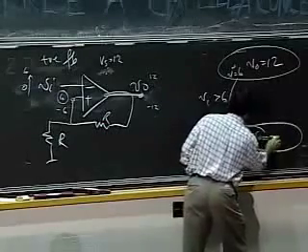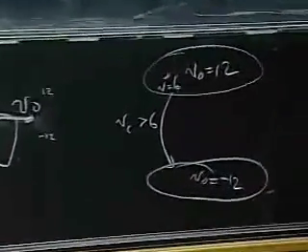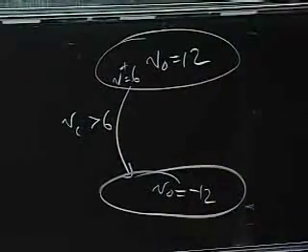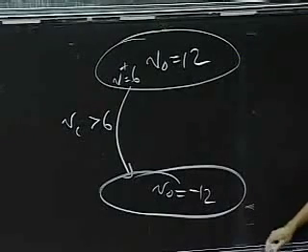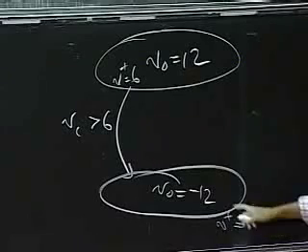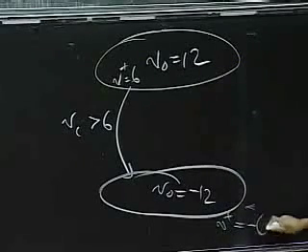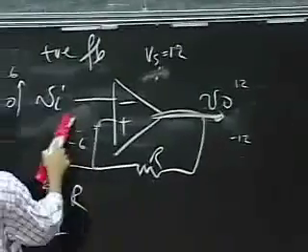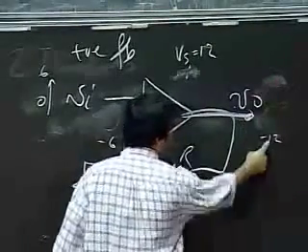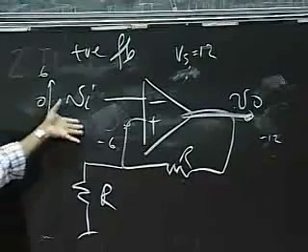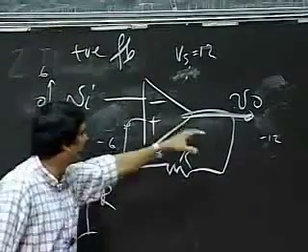and V naught gets to minus 12 volts. So when V in goes above 6, V naught gets to minus 12 volts. And what does V plus go to? So in this state, V plus goes to half of minus 12, which is minus 6 volts. Okay, so now this guy is sitting at minus 6, and this guy is sitting at minus 12. Okay, so if this one keeps rising, nothing happens. The output will stay at minus 12.